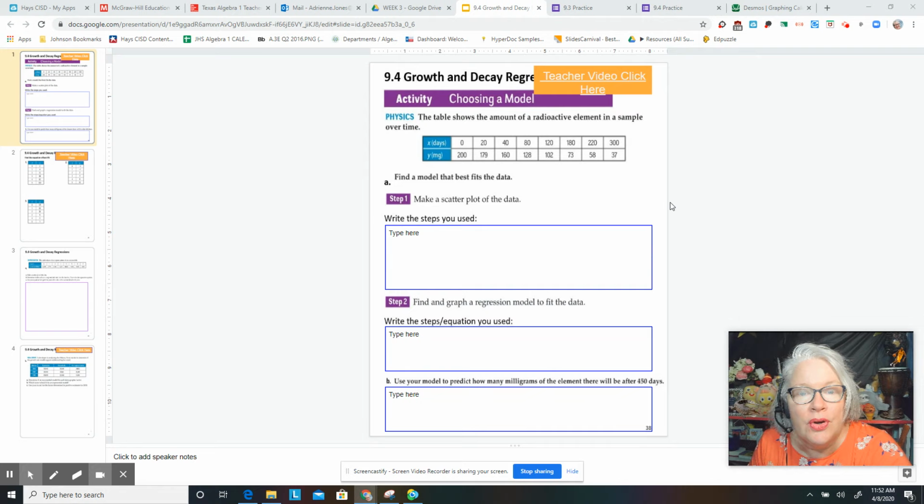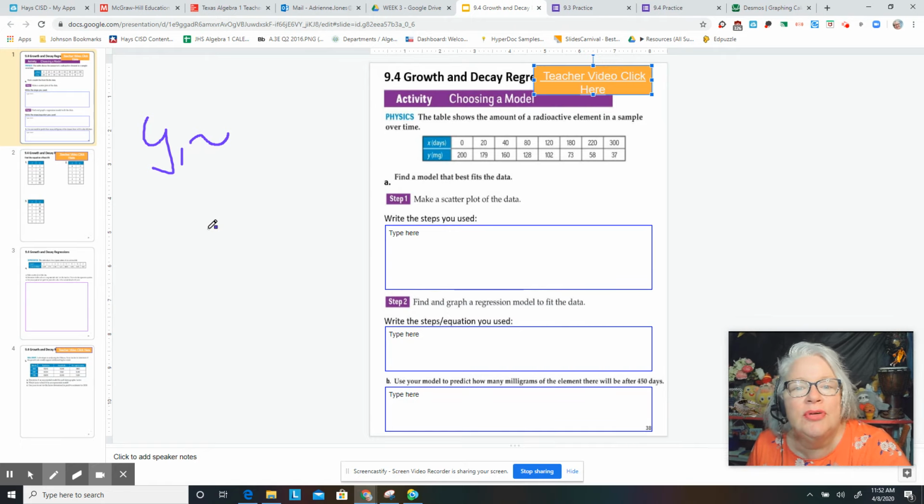It's 9.4, Unit Growth and Decay. Oops, this little box is in the way. Growth and Decay regression. So when you hear the word regression, you should think of our favorite key on the calculator in Desmos, y1 tilde. So that's what we're going to do. We're going to find a regression to fit the table. So, choosing a method, choosing a model.